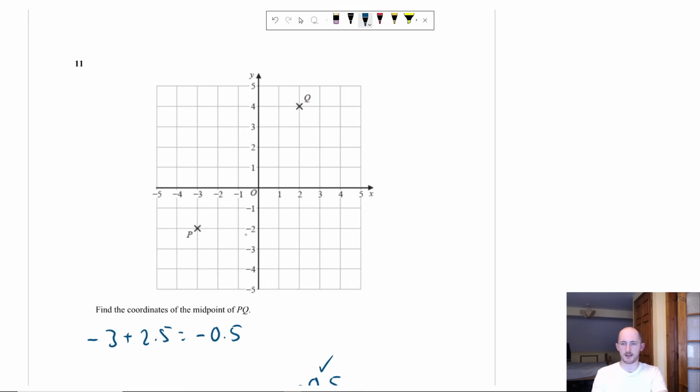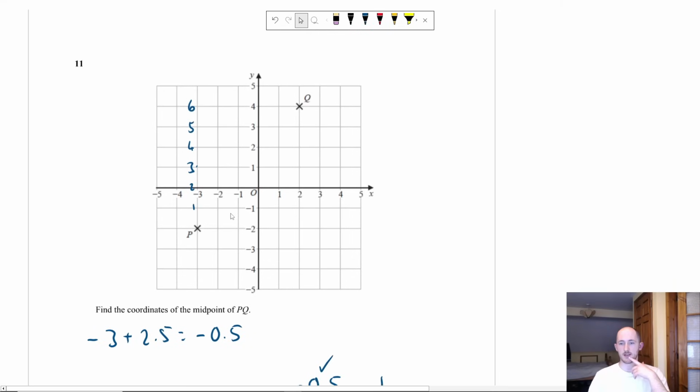Vertically, I'm going to do the same thing. There's 1, 2, 3, 4, 5, 6 squares vertically difference between them. So half of that is 3. So that would just be minus 2 plus 3 is 1. Okay.